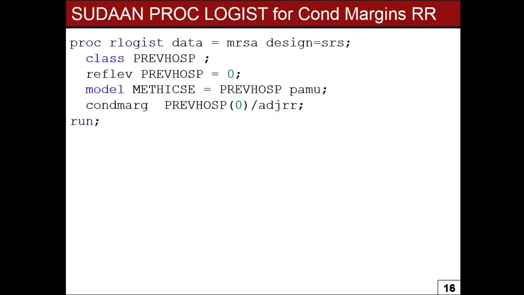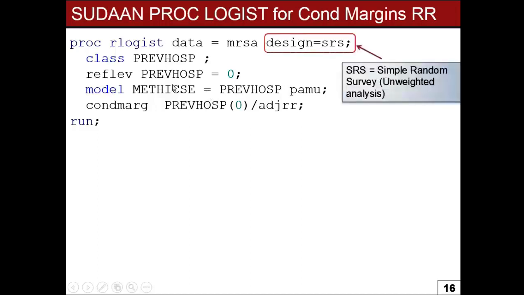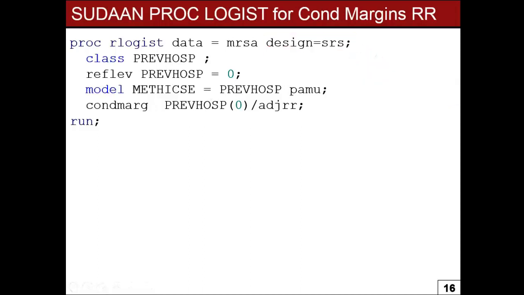So we're going to use this thing called Proc Logist. Logist is Sudan's version of logistic regression, and it has syntax that looks more or less like the SAS Proc Logistic syntax. We're going to use it to compute the conditional marginals risk ratio and its confidence interval and its hypothesis test and all that fun stuff. So the model line is exactly the same. Here we go. Let's follow what the slide actually says. We're going to start with that.